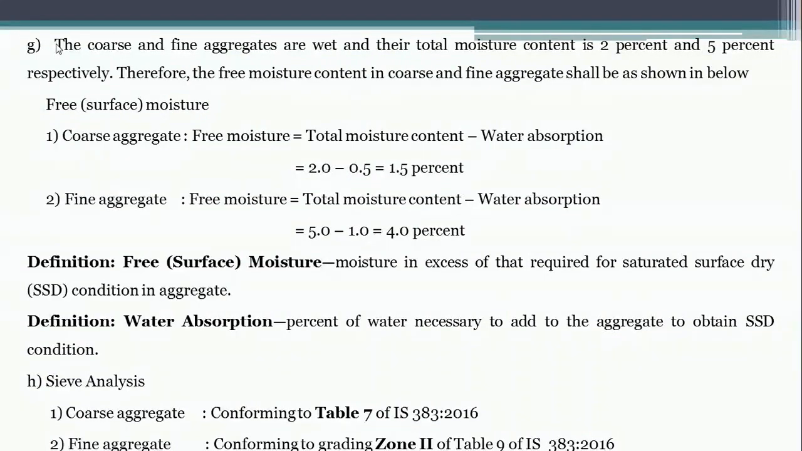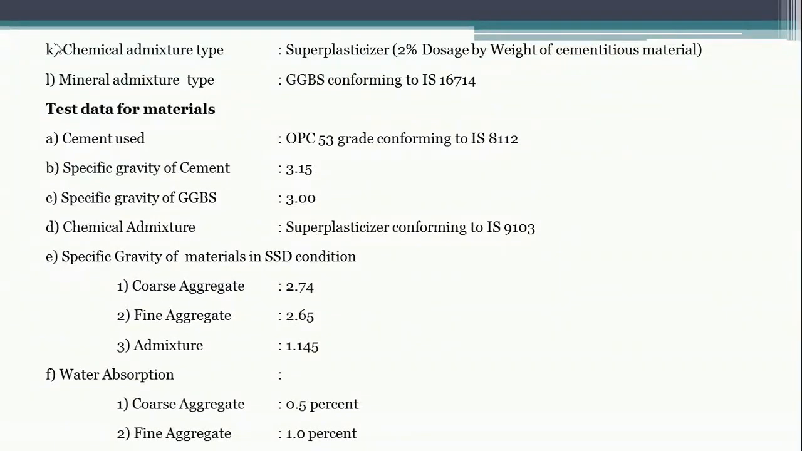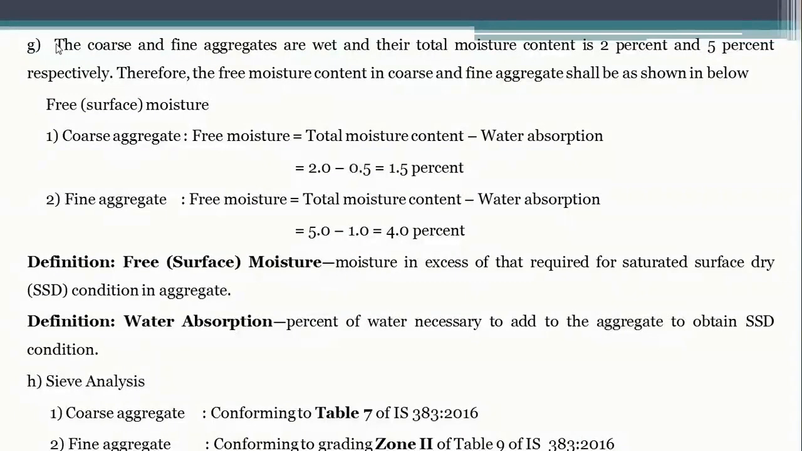So free moisture is equal to total moisture content minus water absorption. So 2 minus 0.5, you will get 1.5. Similarly for fine aggregate, free moisture content is equal to total moisture content, given as 5%, minus water absorption, given as 1%. So 5 minus 1 is equal to 4%. Sometimes, as I already mentioned, they will give directly the free moisture content as 1.5 or 4%. If they don't give it, at least they will give the data of total moisture content. So from the total moisture and water absorption you can derive the free moisture content values.